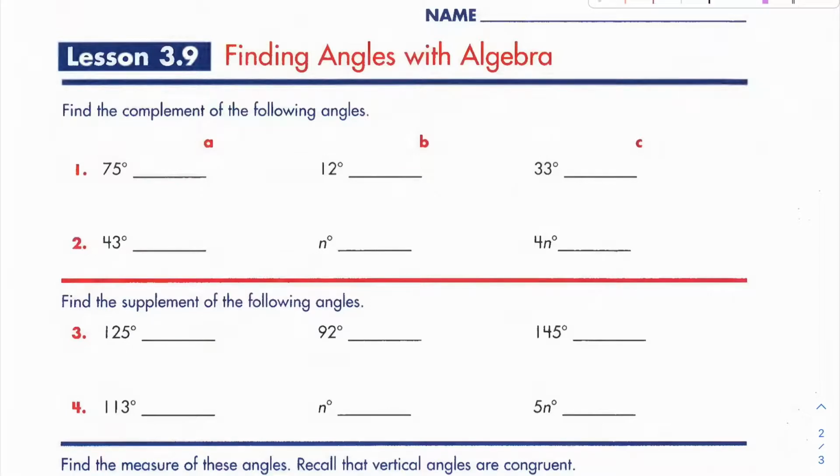On the next section, very similarly, it says to find the supplement. Remember, supplementary means they add to 180 degrees. So go ahead on this section and find the angle required to make the two angles add to 180 degrees.